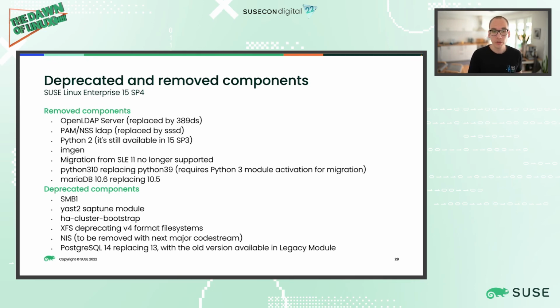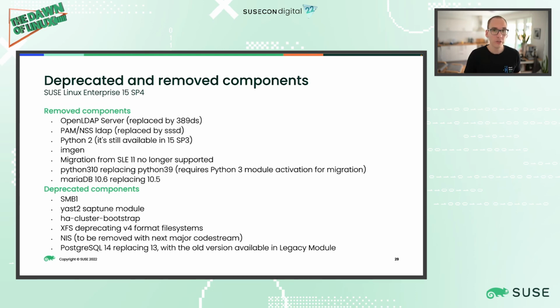As mentioned, Python 3.10 is replacing Python 3.9. If you're migrating from 15 SP3 and if you're using already Python 3.9, please make sure that after the migration, you activate the Python 3 module, because that will provide you the update to Python 3.10 and also the further security updates. This is also part of our release notes, so that you are aware that if you're doing a migration from 15 SP3 with Python 3.9, that this is a necessary step to get all the updates. And MariaDB 10.6 is replacing 10.5.